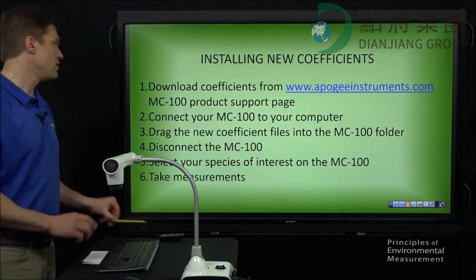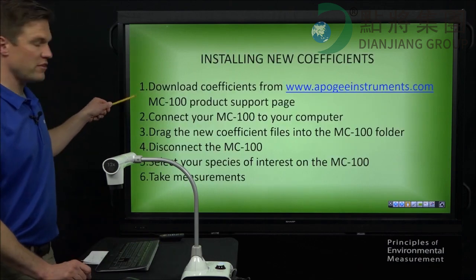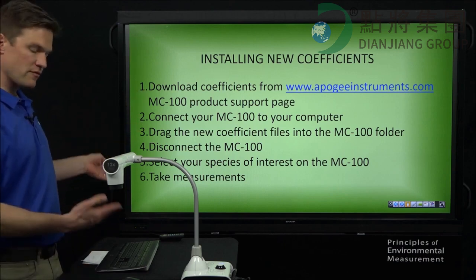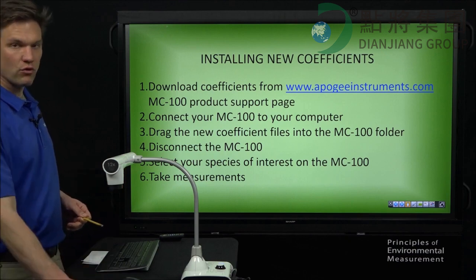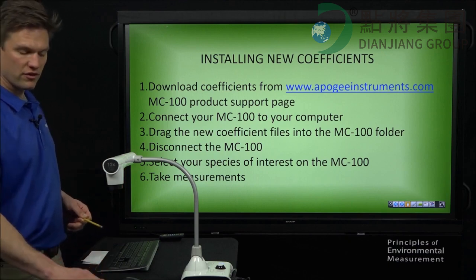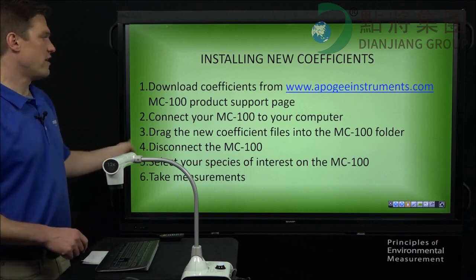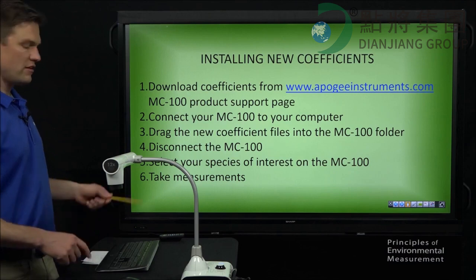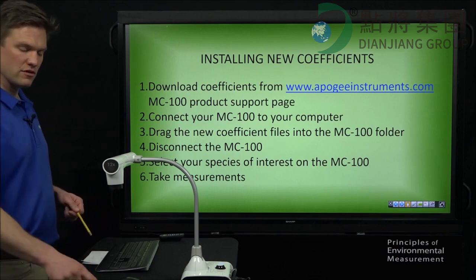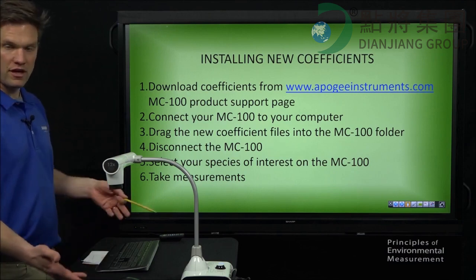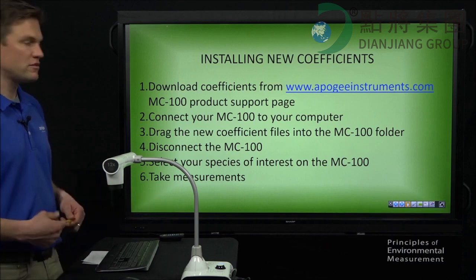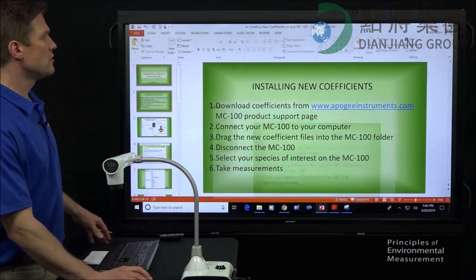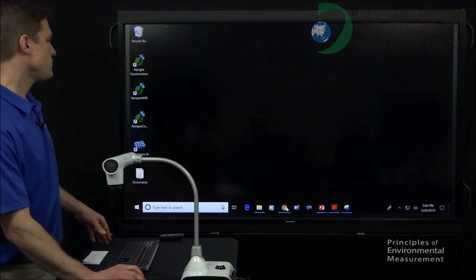So the process will be, we go to our website, we download the files from the MC100 product support page. We connect this MC100 to the computer, and that'll allow us to access a folder on this device with the files. You drag the new coefficient files that you just downloaded onto the MC100, you disconnect it, then you navigate through the menu on the MC100 to cannabis or grape or whatever species you please, and then you can start taking measurements. So let's show you how to make all this happen.